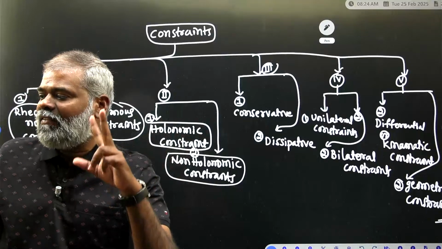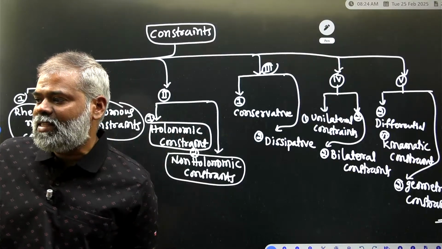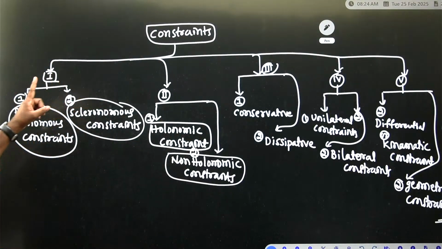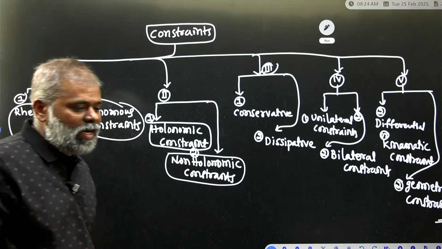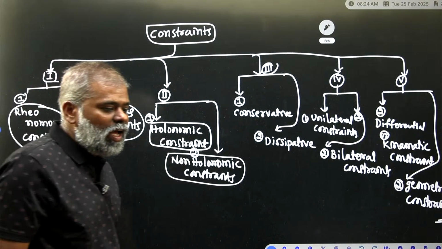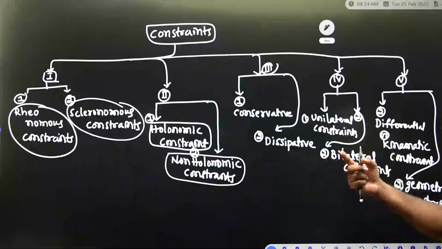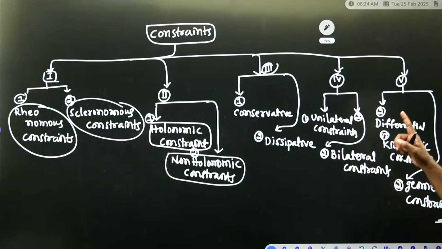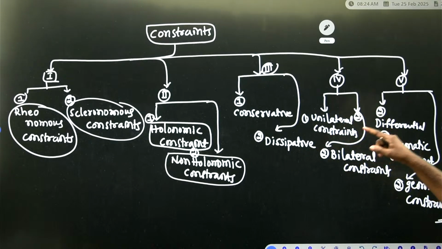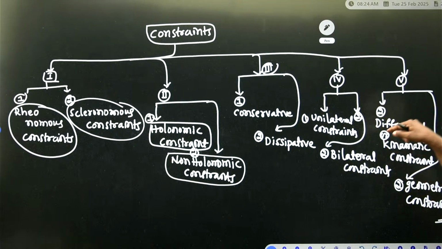In each variety, there are two types. The first is the rheonomous or scleronomous constraint. Then the holonomic and non-holonomic constraint. The third variety is the conservative or dissipative constraint. The fourth variety is the unilateral and bilateral constraint. The fifth variety is the differential or kinematic constraint, or the geometrical constraint.